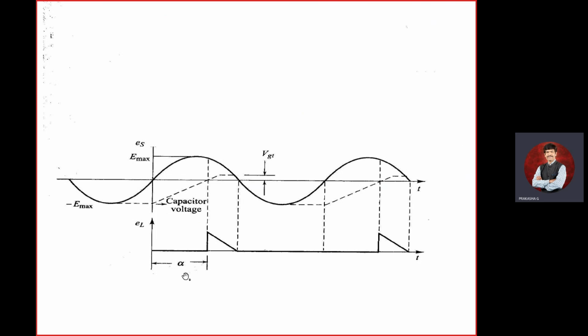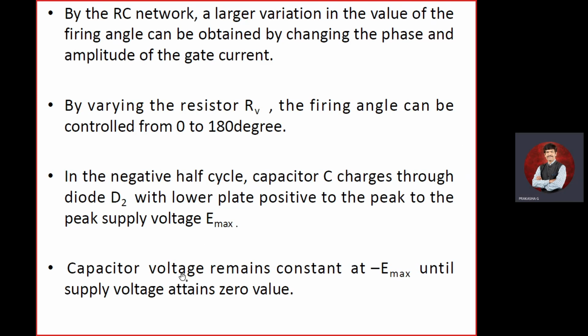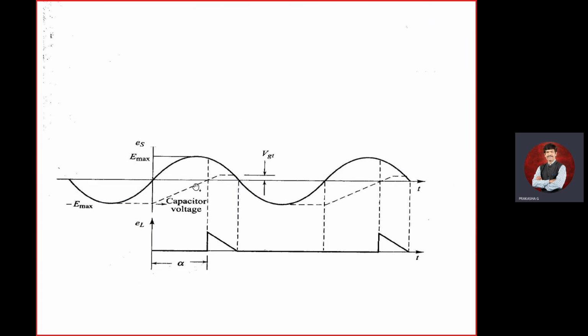It is clearly mentioned that RC triggering works between 0 to 180 degrees. See here, by the RC network, a larger variation in the value of the firing angle can be obtained, 0 to 180 degrees, by changing the phase and amplitude of the gate current. By varying the resistor R gamma, the firing angle can be controlled from 0 to 180 degrees. That's what has been given. We can go for it.